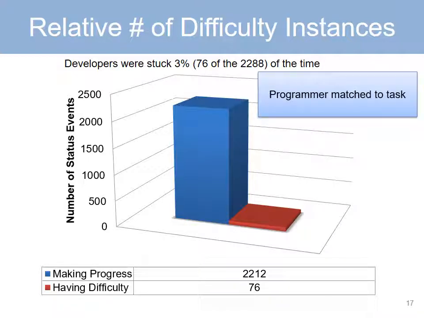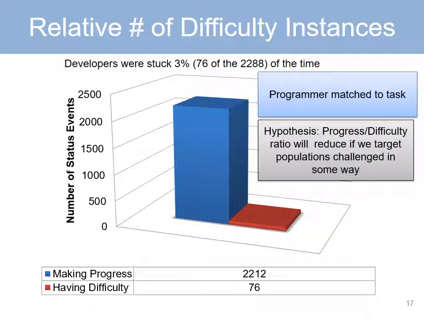Very few difficulties are actually faced, and that's because programmers are matched to the task. But the hypothesis is that this ratio will decrease if the population is challenged in some way, especially if the instruction is not very accommodating. Okay?